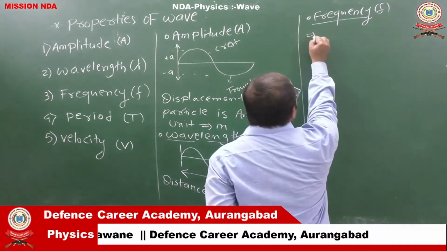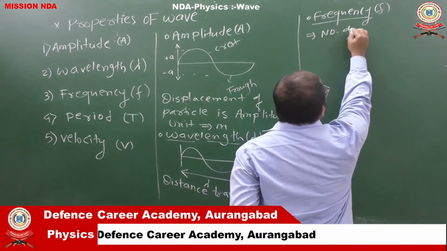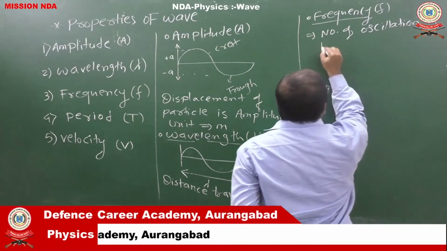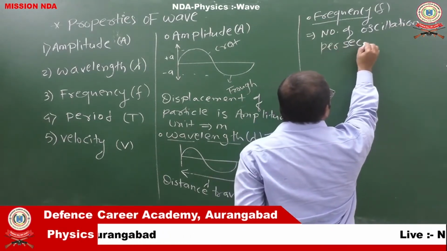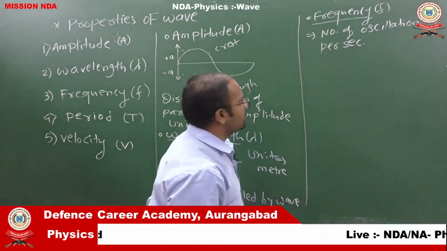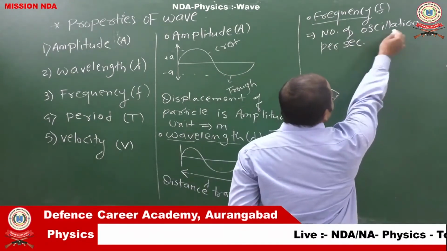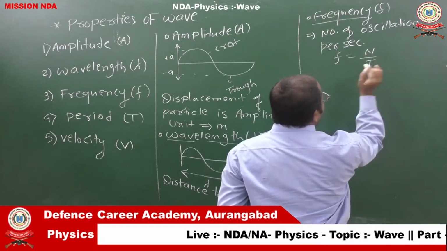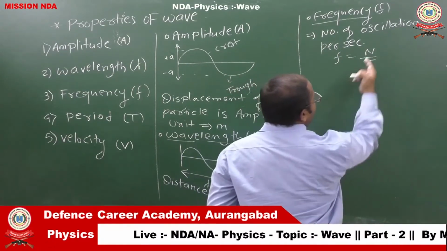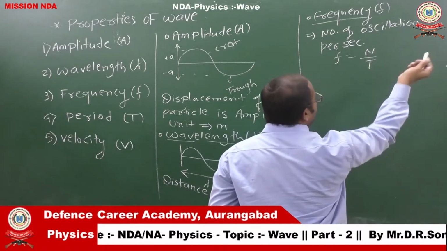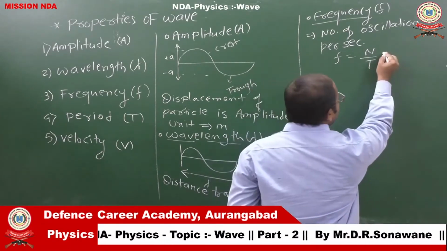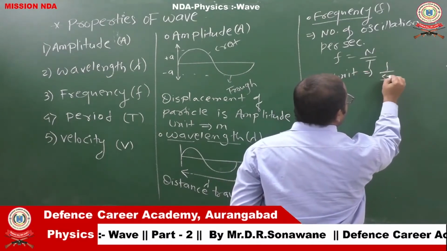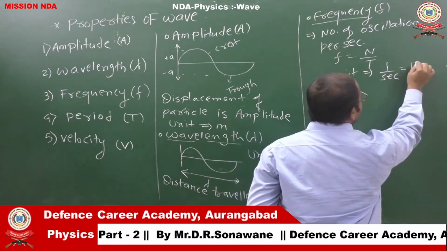So here we can write number of oscillations per second, or we can say number of vibrations per second. Per second is said, and the number of vibrations is a digit of course. So frequency is denoted by n by t. Per second means time. So n by t. Here n is what? Number, a digit. It can be anything. So here the unit of frequency is nothing but per second. And per second is also written as hertz.